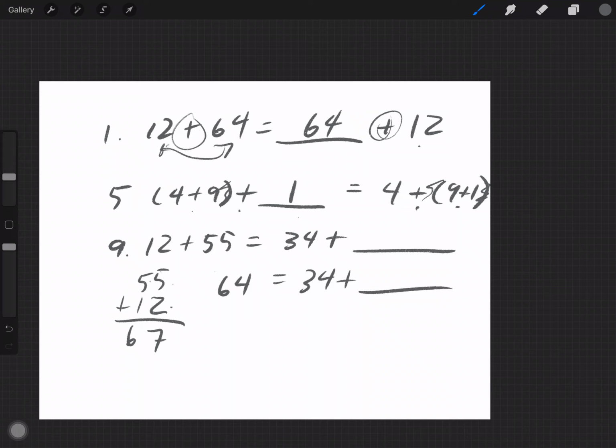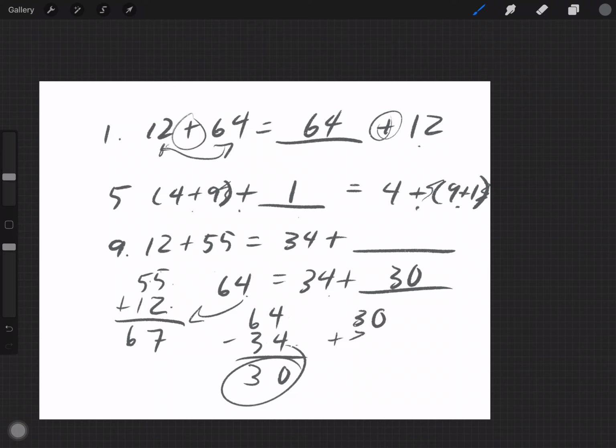Now this is easy because we can just say, well, 67 minus 34, right? So 7 minus 4 equals 3, 6 minus 3 equals 3. So your answer would be 33, because 33 plus 34 would equal 67, and 67 we figured out is 55 plus 12. Here is how to prove it. 33 plus 34, 3 plus 4 equals 7, 3 plus 3 equals 6.